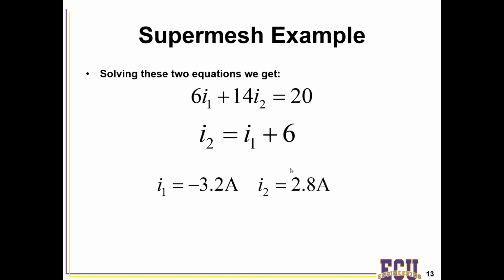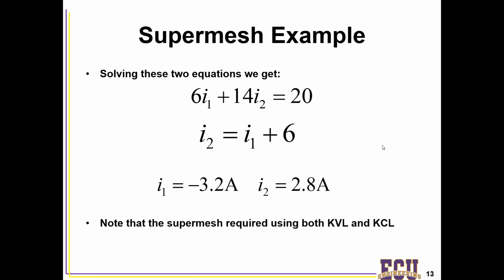So you could solve these in MATLAB, or you could solve them just by hand. You could take everywhere you see an I2 in this, sub in an I1 plus 6, then solve for I1 and plug that back in to get I2. There are various algebra techniques you could use with two variables, two unknowns. Once you get to multiple meshes, MATLAB will be highly recommended, and I'll show you how to do that in class. So note we're using both Kirchhoff's voltage and Kirchhoff's current law to solve this problem.